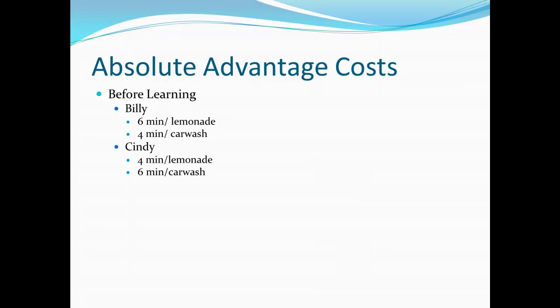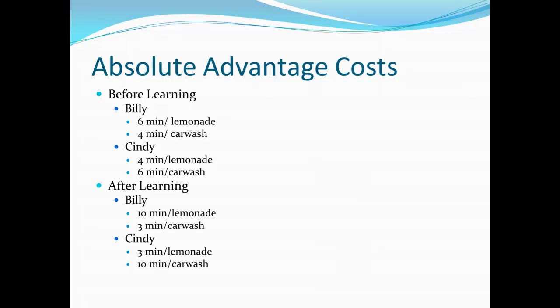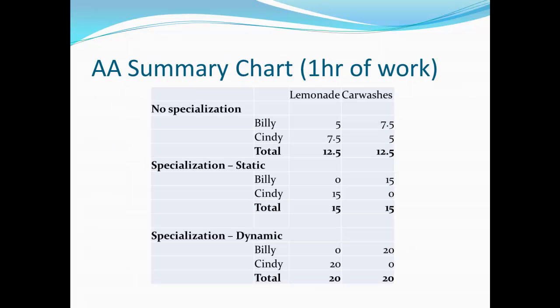Now if they do this, it ends up over time, a learning process should happen, where Billy gets progressively better at washing cars and perhaps worse at making lemonade as he's not practicing it. For Cindy, it's just the opposite. She gets better at producing lemonade and worse at washing cars. Now let's see how this affects production. Here, let's imagine that we have, say, 1 hour of work, where Billy and Cindy each take that hour and decide how to use it.